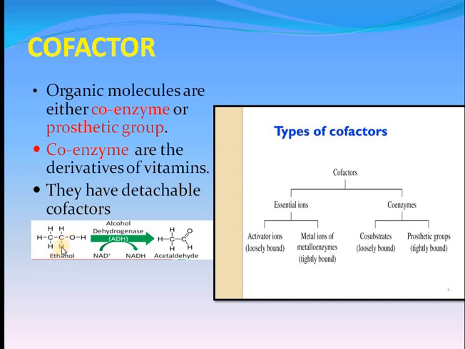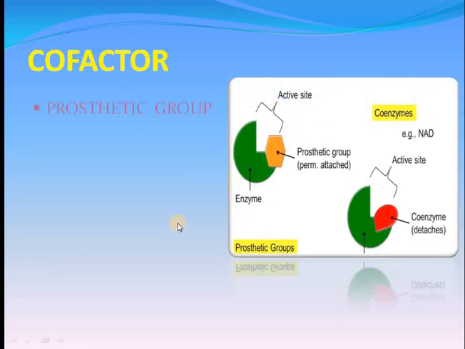Now here is the example of ethanol. When ethanol undergoes the reaction, here is the enzyme alcohol dehydrogenase. In the presence of NAD, NAD is converted into NADH and ethanol is converted into acetaldehyde. Examples are ATP, NAD and FAD. Again here is a flow sheet diagram in which cofactors are shown. Cofactor is divided into organic and inorganic, and then these are further subdivided.